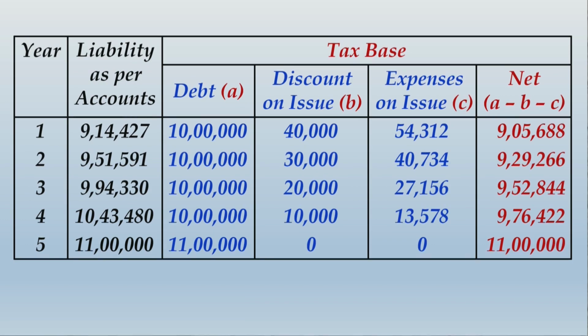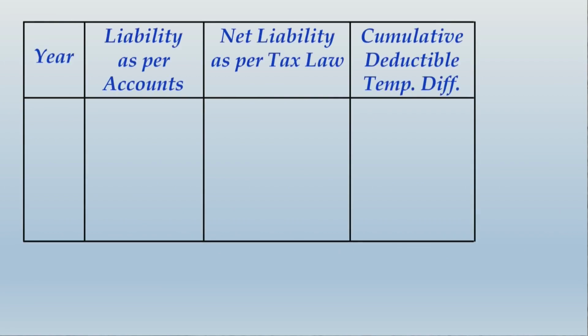Alright friends, you would have finished writing this calculation as well. Let us move ahead and finally compare the liability as per accounting records and liability as per tax law and find the cumulative deductible temporary difference each year. So simply compare the two amounts. Both of these amounts of liabilities we have reflected in the earlier workings.